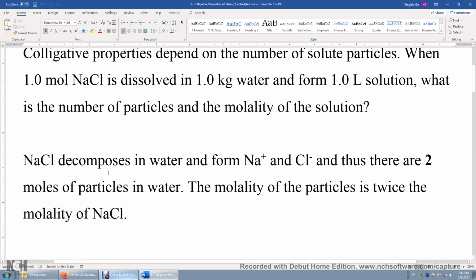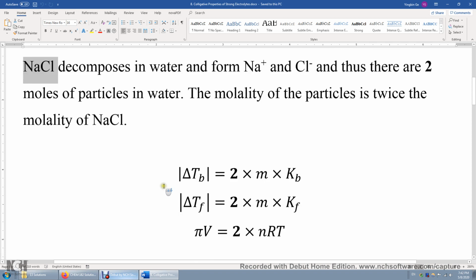So again, I want to emphasize this. Strong electrolytes decompose in water. Okay, and 1 mole of strong electrolyte produces more than 1 mole of particles in water. Right? So again, for sodium chloride, 1 mole sodium chloride can produce 2 moles of particles.